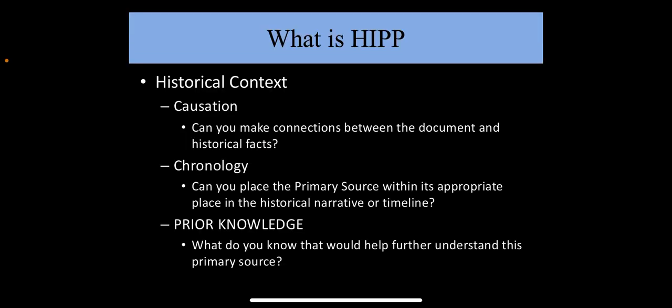So what is HIP? Well, HIP very simply is an acronym. It is a tool. It stands for historical context, intended audience, purpose of the document, and point of view. I know you guys covered this last year in McKinney's, but I figure you could use a review. So, historical context. When you're looking at historical context, what you should do is, when reading the document, first look at the source. Most likely it'll provide the year in which it was written and the general idea of what the document is talking about. From here, you can think about the historical context. So, causation. Can you make connections between the document and historical facts?